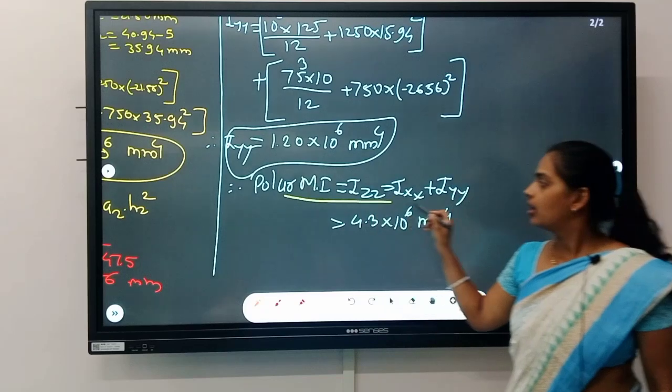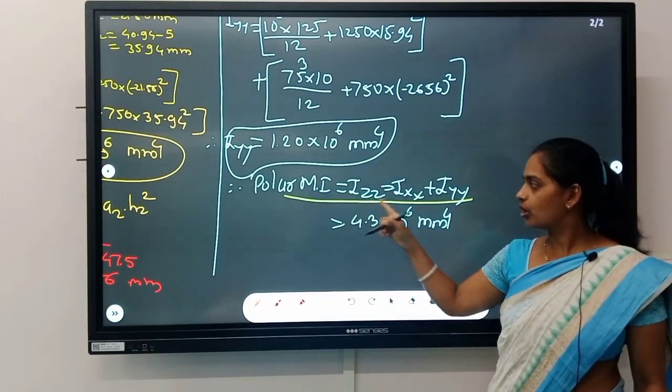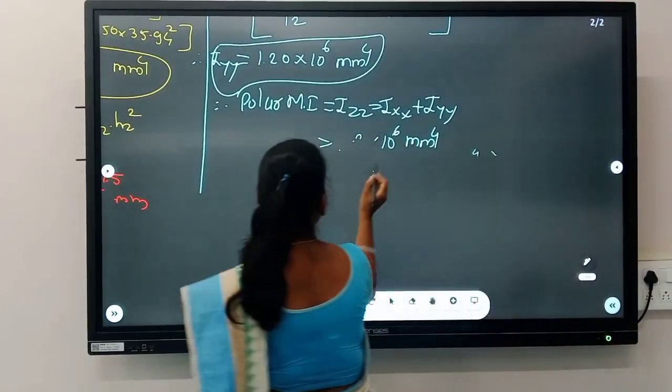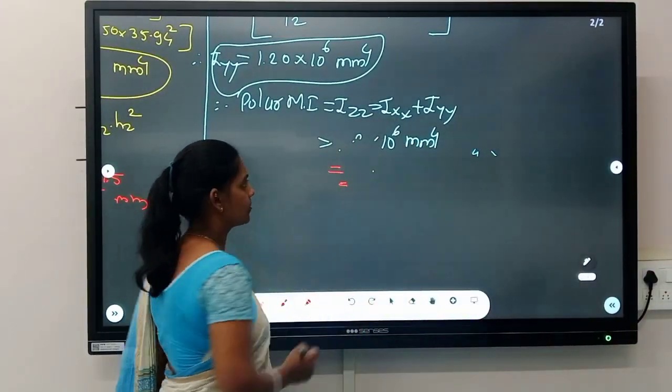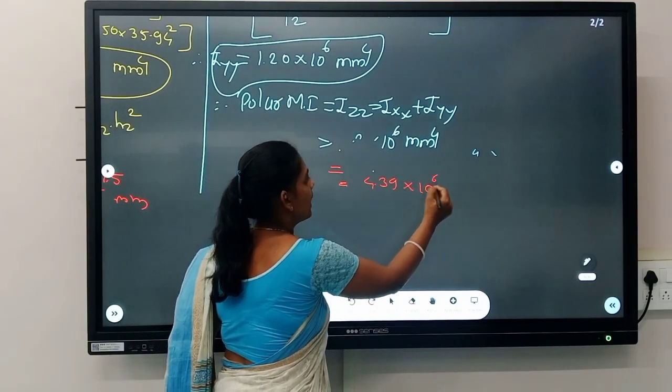Then polar moment of inertia is also asked in the numerical. It is the summation of Ixx and Iyy. Tell me the value of Izz, Ixx plus Iyy. What is this expression? 4.39 into 10 raised to 6 mm raised to 4.